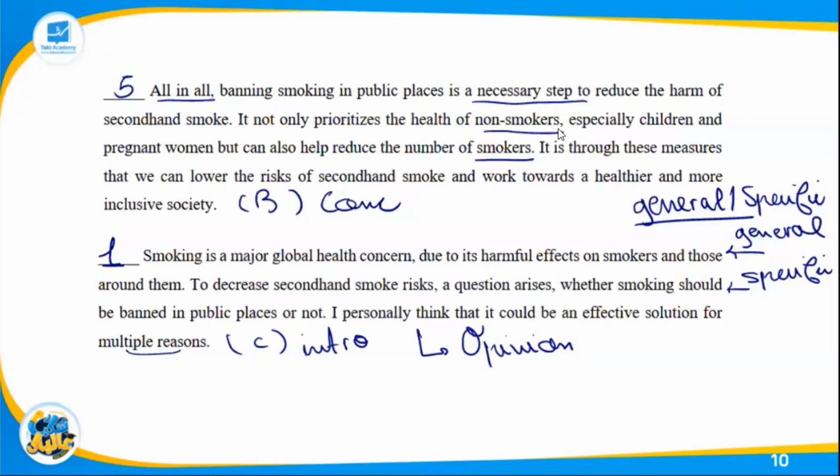It is through these measures that we can lower the risks of secondhand smoke and work towards a healthier and more inclusive society. And with that, I have given a complete answer to my task. Is it effective or non-effective? And I stated my opinion. Okay? Again, secondhand smoking is indirect smoking. Someone next to you smokes, you are not smoking, still you are affected, and that is called secondhand smoke. Any questions considering the paragraph or writing a paragraph?